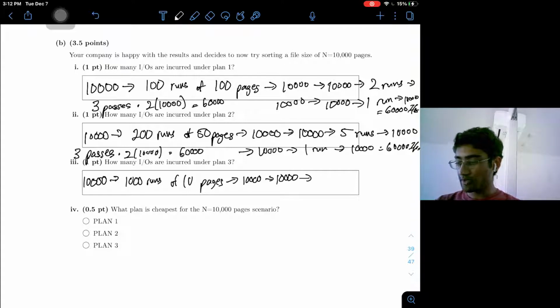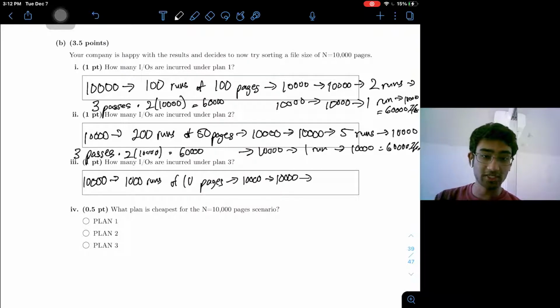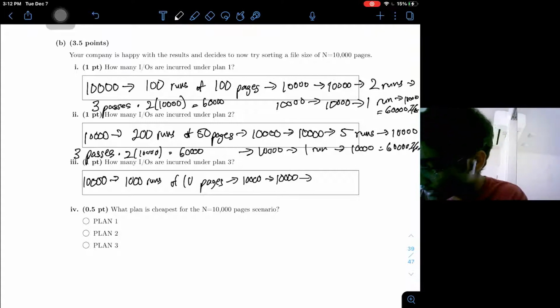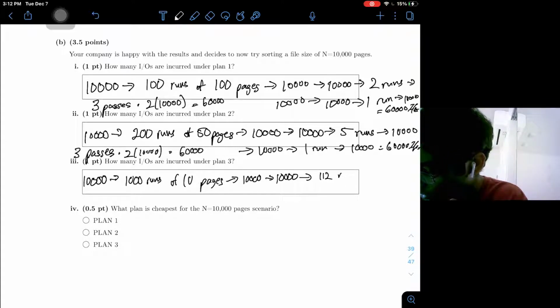So we have 1,000 runs, but we can only merge together 9 runs at a time. So this is going to create a ton of runs, right? Because we can only merge so few at a time, this will create 112 runs. We write that to disk, and then we read that back from disk.